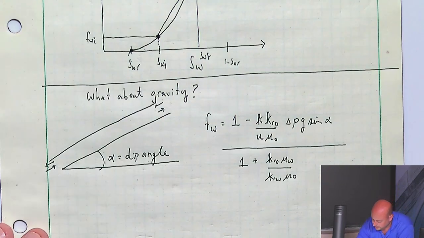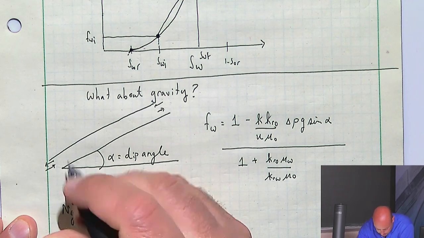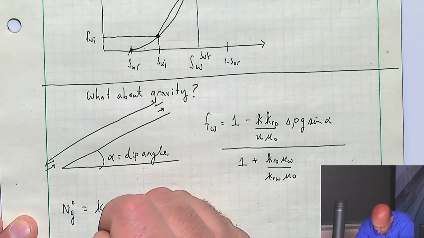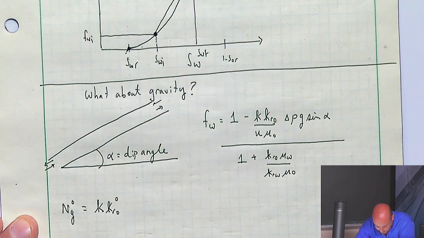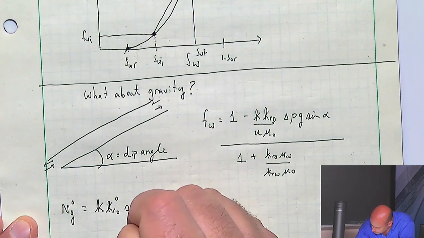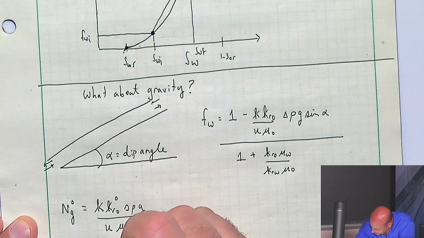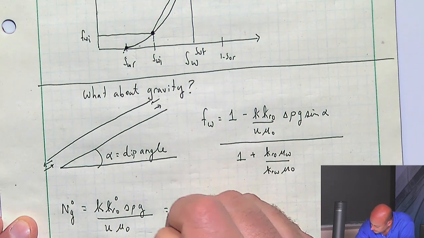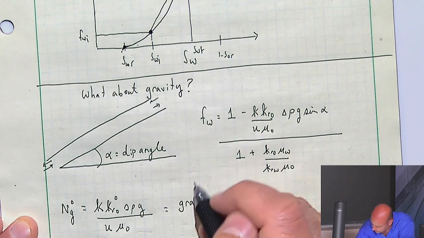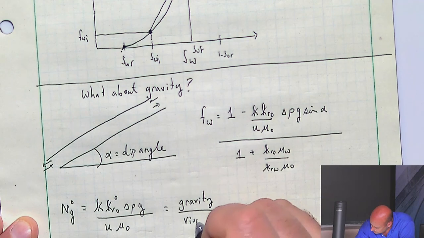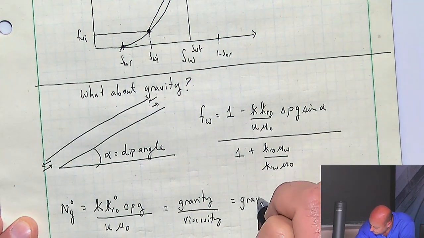Sometimes we like to talk about the dimensionless number. You might remember that from the last chapter. That is KRO, this is the endpoint relative oil permeability, delta rho g, over velocity times the viscosity of oil. This is a ratio of gravity to viscosity. We call that the gravity number.